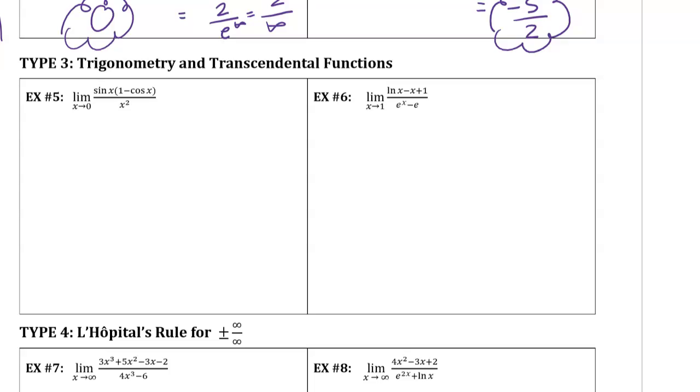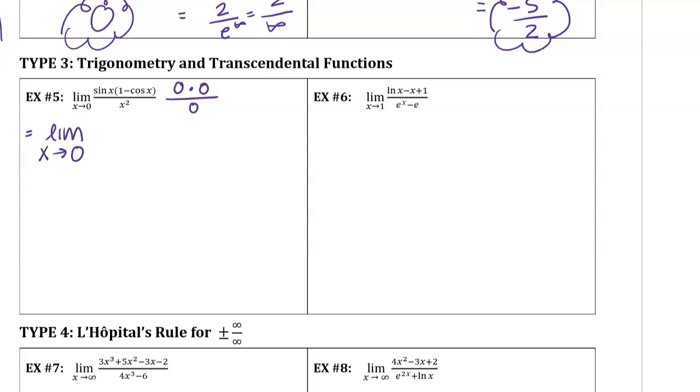So the limit as x goes to 0 of sine x times (1 minus cosine x) over x squared. Well, here, if we put in a 0, sine of x is 0. 1 minus cosine of 0 is 1 minus 1, so that's also 0, over 0 squared, which is 0. So we get to use L'Hopital.